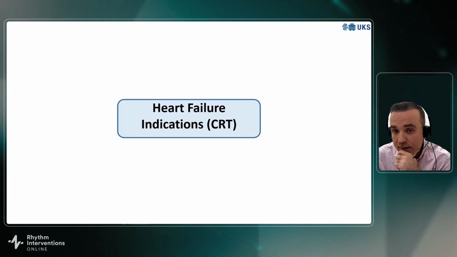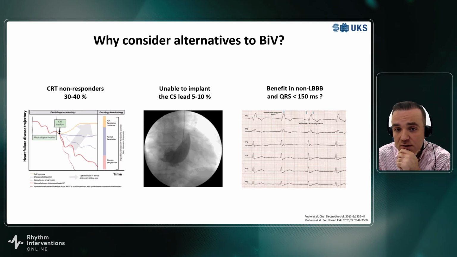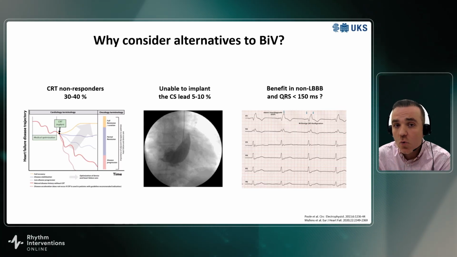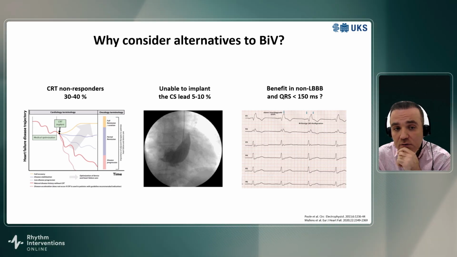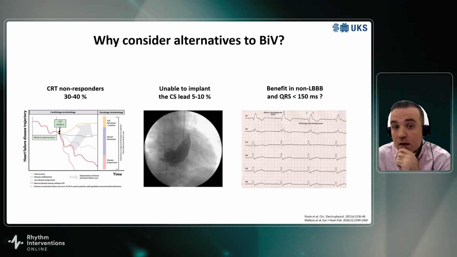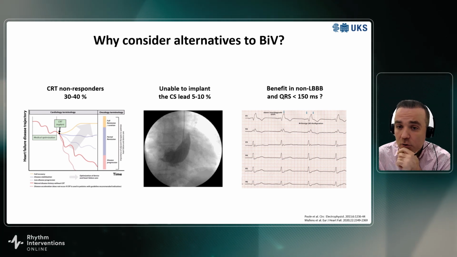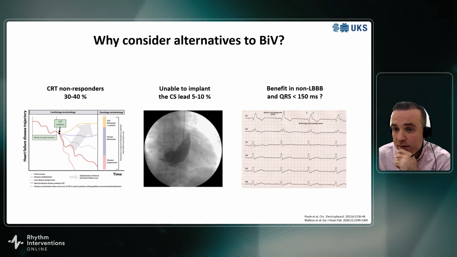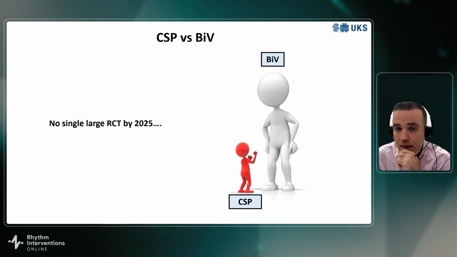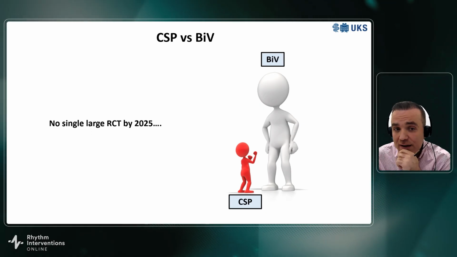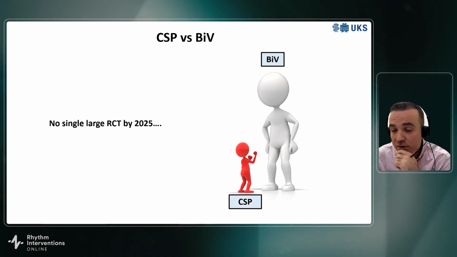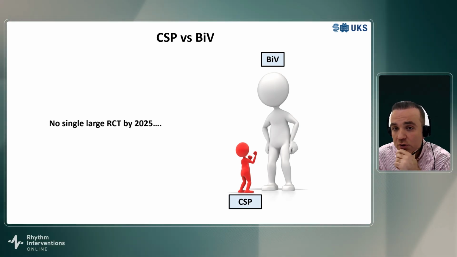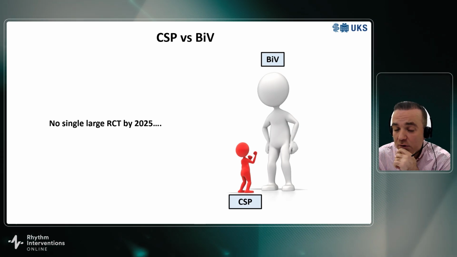Yet moving to the second indication, heart failure indications. We start with the main question, why should we consider alternatives to biventricular pacing? We have different reasons, for example, the CRT non-responders, failed CS implantation, the benefit in non-left bundle branch block patients, and narrow QRS complex. The main disadvantage is that we don't have a large randomized controlled trial by 2025 for conduction system pacing, which shows the superiority against biventricular pacing.